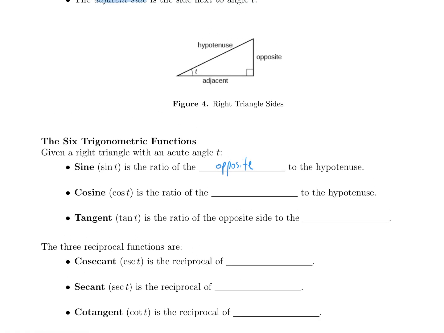If you're looking at this triangle up here, the sine of the angle T would be the opposite over the hypotenuse. So this side divided by this side, that's the ratio. For cosine, the ratio is going to be the adjacent side over the hypotenuse. So once again, relative to angle T, the cosine of angle T would be this side, adjacent over hypotenuse. And finally, the third one is tangent, and tangent is the ratio of the opposite over the adjacent side.